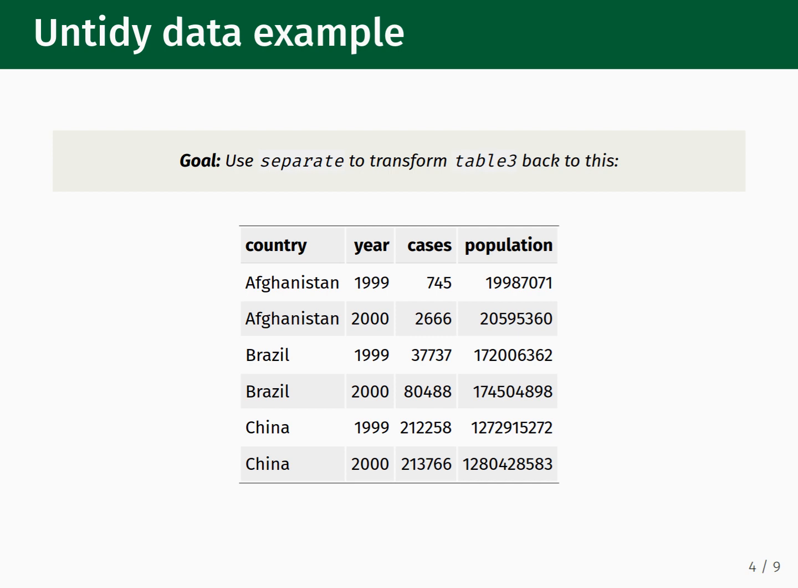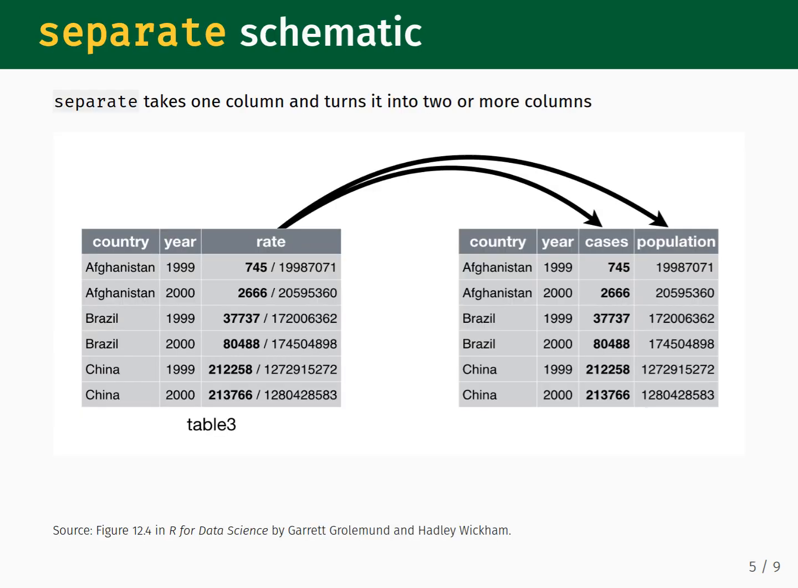This schematic illustrates how we will use the separate function to reshape Table 3. What we are doing here is taking the rate column and splitting it into two new columns. The split occurs along the / symbol. The values to the left of the / are placed under a new column named cases, and the values to the right of the / are placed under a new column named population. The / itself is removed. Note that this operation preserves all relationships in the data.